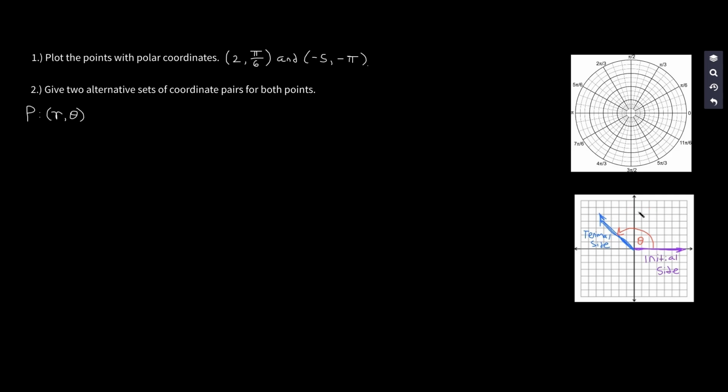If the inverse is true, like if we have negative angles, that means that we're going to go to the right of the initial side, so we're going to go clockwise.